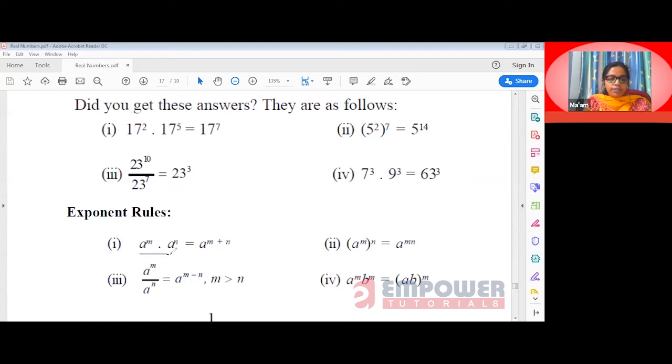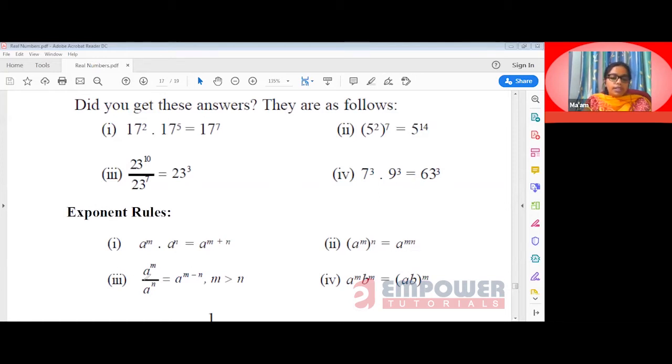That is, if you have same base and different exponent and there is a multiplication sign between those two, you have to add those two exponents. So when you have a raised to m into a raised to n, you will get a raised to m plus n. When you have exponent of exponent, so if you have same base, that is a, and if you have exponent raised to exponent, then you are going to multiply those two. So when you have a raised to m raised to n, you are going to multiply those two exponents.